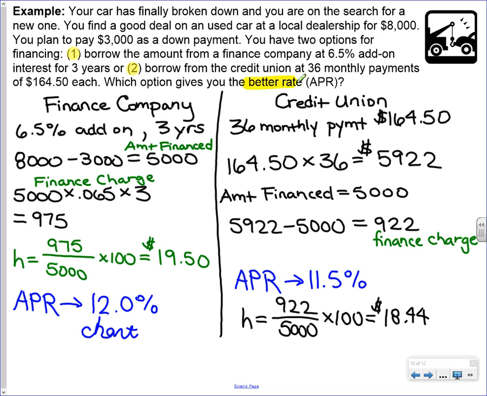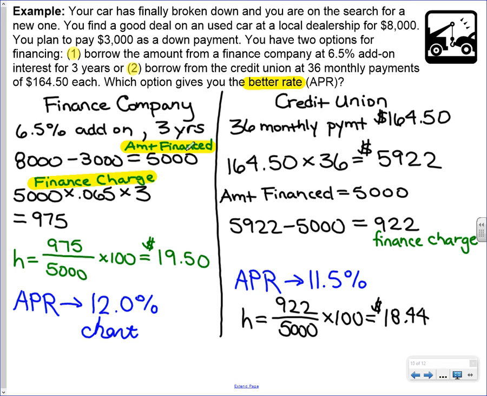To know which gives you the better rate, you're not really looking at these, you're looking at the APR, and we find that by using the chart. We're going to work both of these out and then see which one's a better deal. The finance company has 6.5% add-on interest for 3 years. Again, the things we need to find are the amount financed and the finance charge. That's always true when we're trying to calculate the APR.